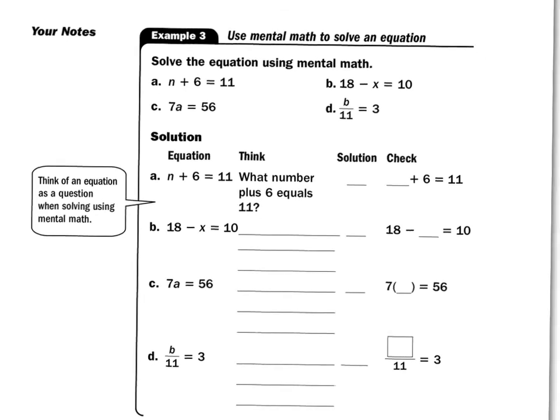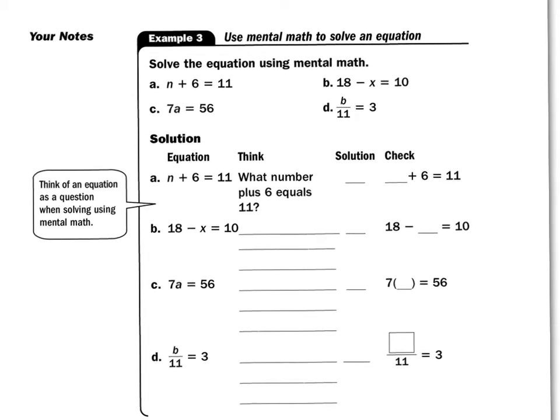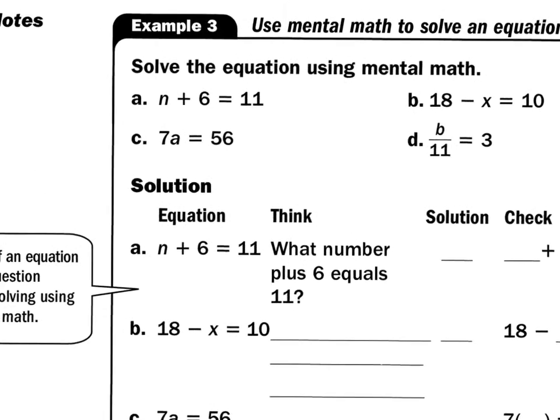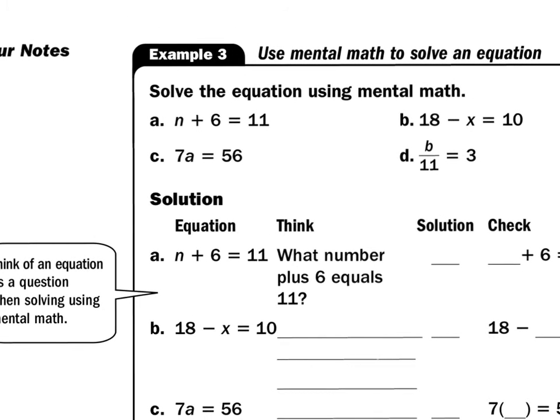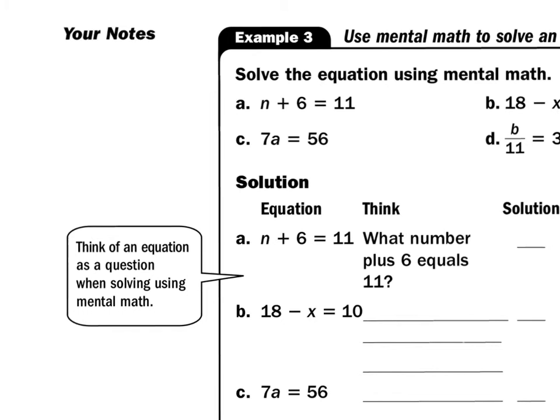In example 3, we are previewing some of the concepts that we will be covering in chapter 3, and it's solving an equation. But in this section, we're just going to be using mental math, so we're not going to be looking at anything with more than one step at this point. In A, we have n plus 6 is equal to 11. We're going to think of this as a question: what number plus 6 equals 11?